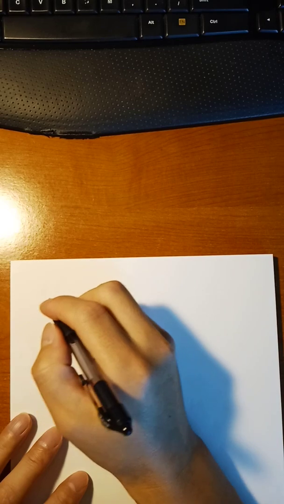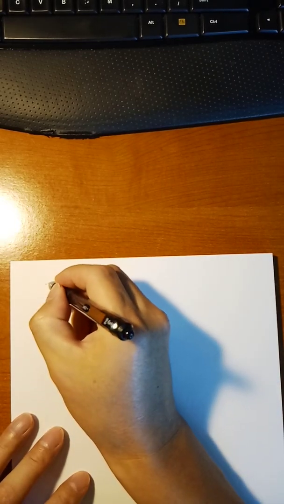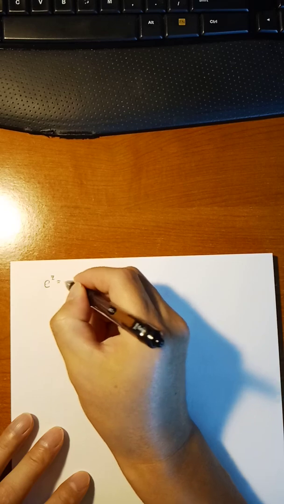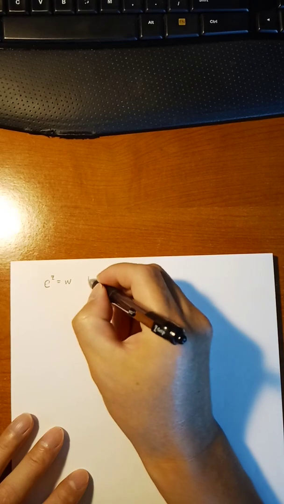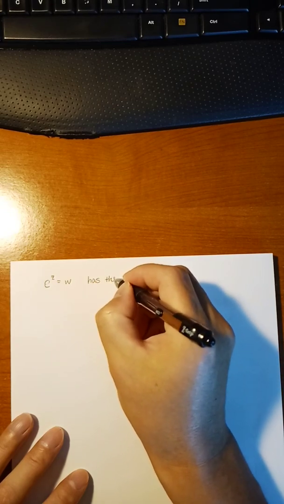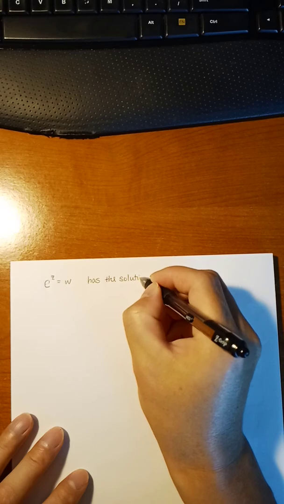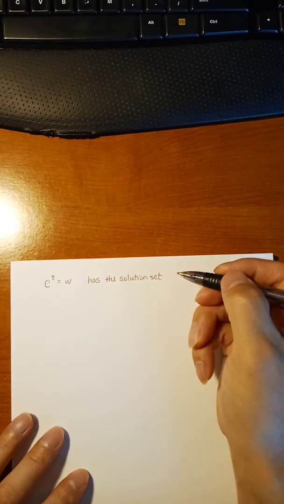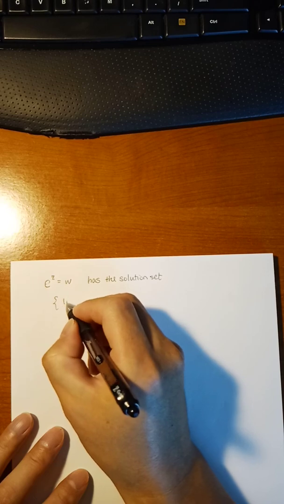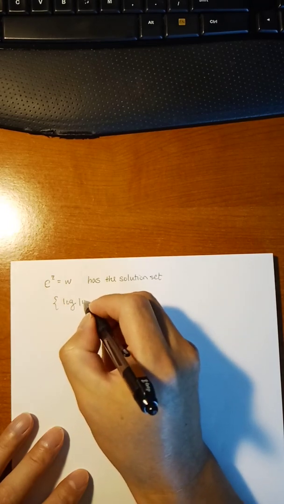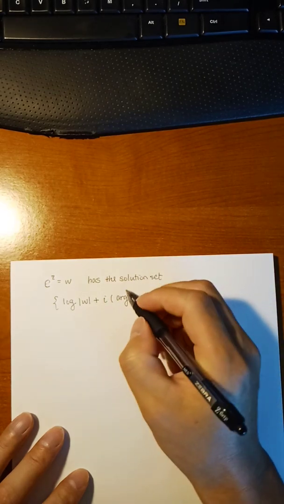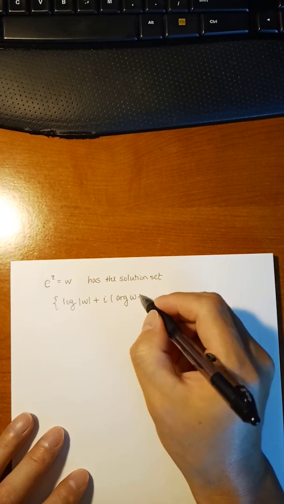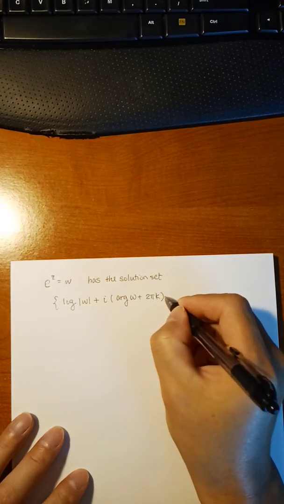Okay, so let's continue the discussion about logarithmic functions. Remember that if we have e to the z equal to w, then the solution set is log absolute value of w plus i times the argument of w plus 2 pi k, where k is an integer.